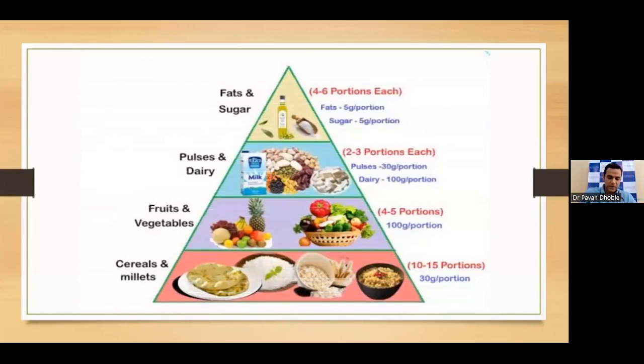This is the food pyramid I like the most. What should be your diet? You can see in this pyramid, the diet which should be in larger portion is at the base, and what should be minimized is at the top. So cereals and millets should be high in content, fruits and vegetables moderate, pulses and dairy also moderate, but least should be your fat and sugar. Less carb and less sugar is the key to a balanced diet.